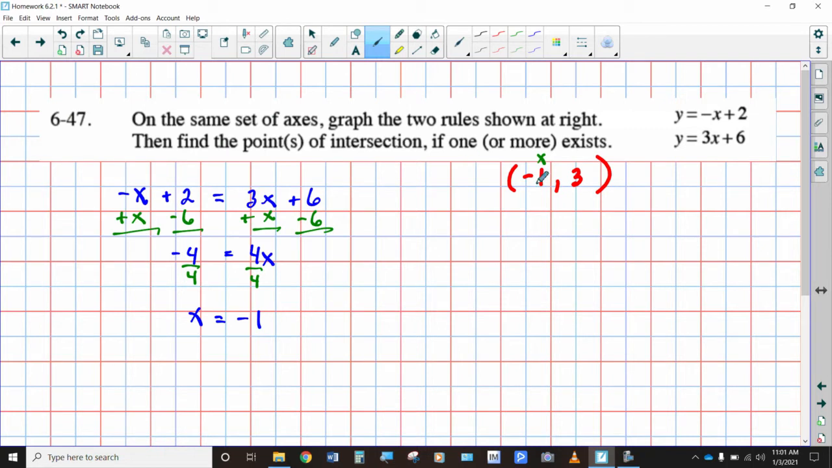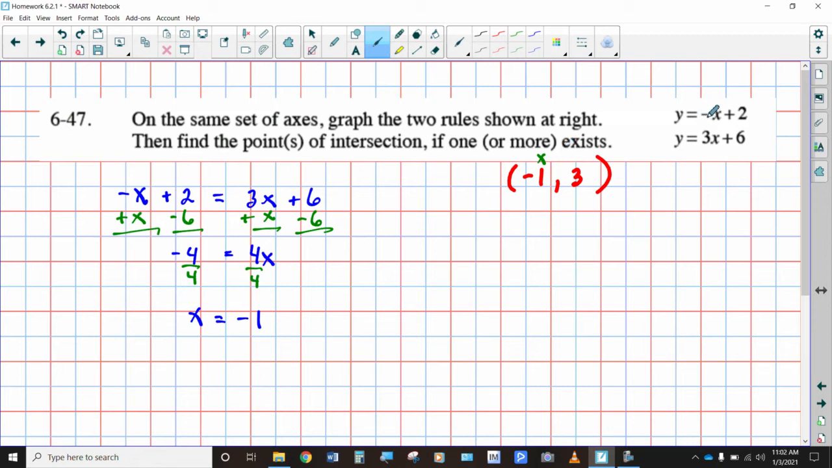But it does not give us our point of intersection. It only tells us what x is going to be at that point of intersection. So we will take this value of x and plug it into both of these equations to make sure that we get the same value for y. If we don't, then we have the wrong value for x. If we do, then we've got the solution to the system of equations.